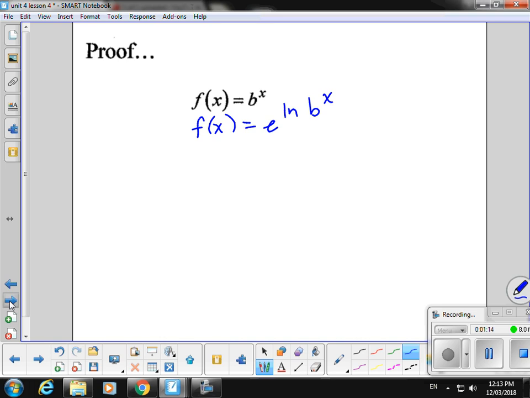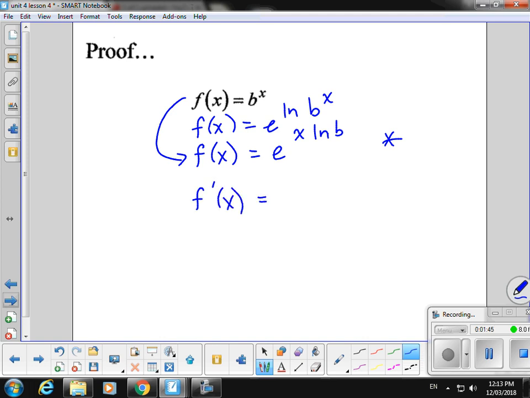Also, with my rules of ln and logs and powers, I can continue to rewrite this to bring down the power. So if I have ln of b to the x, that's the same as x times ln b. That's knowledge I'm assuming you have, so that you can trust me in this proof. Here I have my function, which is really b to the x, written in a different way. And I want to find my derivative.